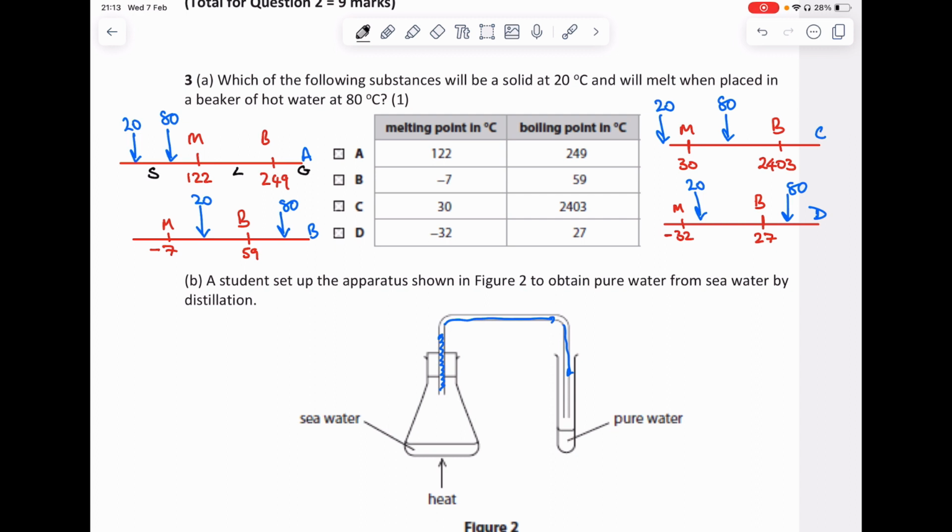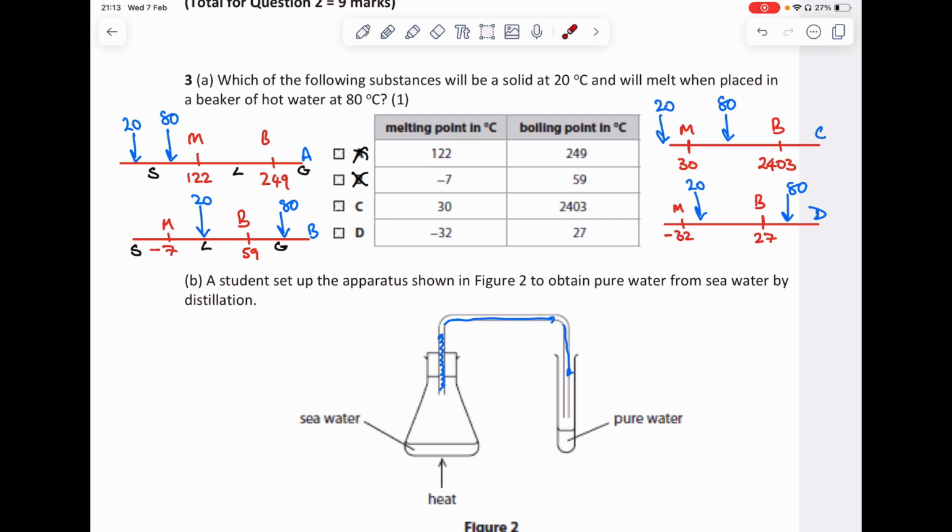Okay, next one, it's going to be a solid before it melts, then it'll be a liquid, and then it'll be a gas. So again, this one, let's go with that for a minute. B is not going to be correct because at 80 degrees, B is going to be a gas, and that isn't fitting in with the description we have got, so it's not B.